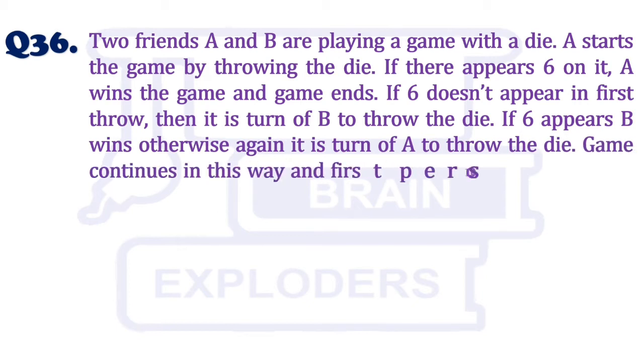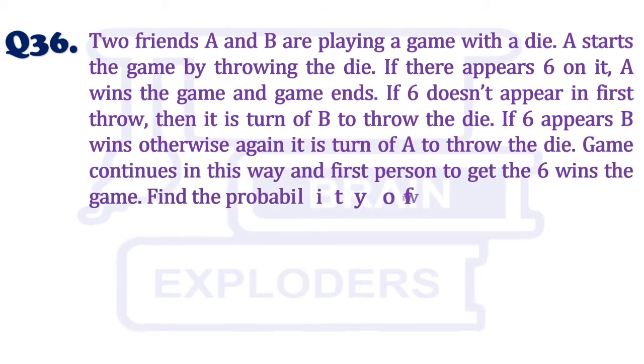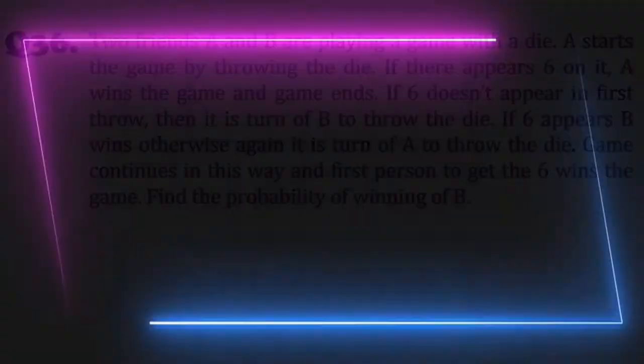If 6 doesn't appear in the first throw, then it is the turn of B to throw the die. If 6 appears, B wins, otherwise again it is the turn of A to throw the die. The game continues in this way and the first person to get the 6 wins the game. Find the probability of winning of B.